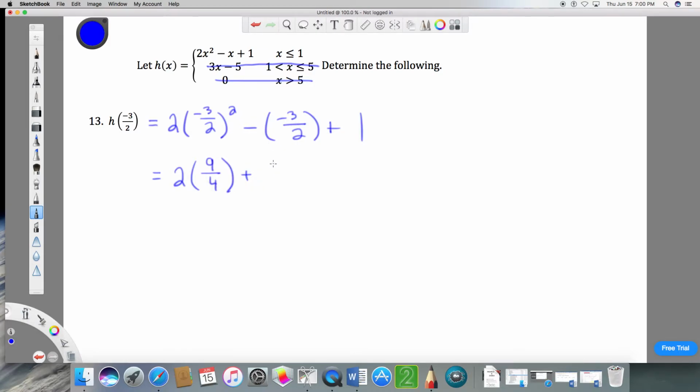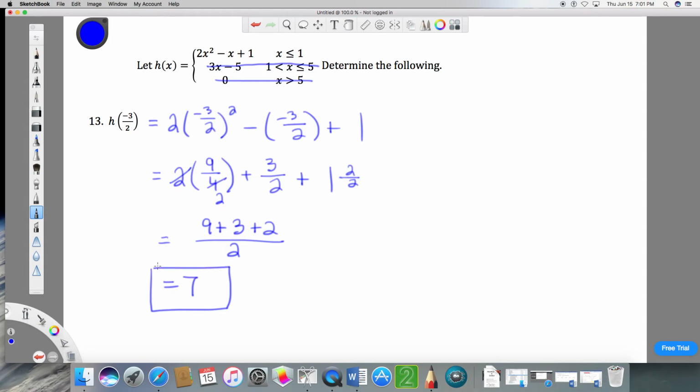The double negative here becomes positive. And this 2 reduces this 4 to a 2. So I can get a common denominator of 2 really easily, where I have 9 plus 3 plus 2, because I'm just going to multiply this one by 2 over 2. So 9 plus 3 is 12, and 12 plus 2 is 14, and half of 14 is 7. So that's what I'm getting for this, a final answer of 7.